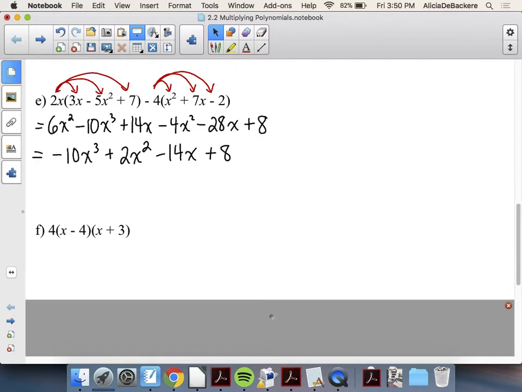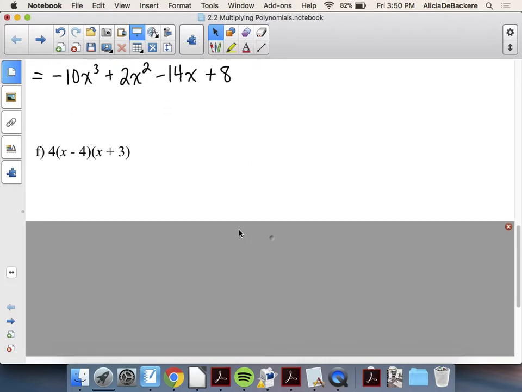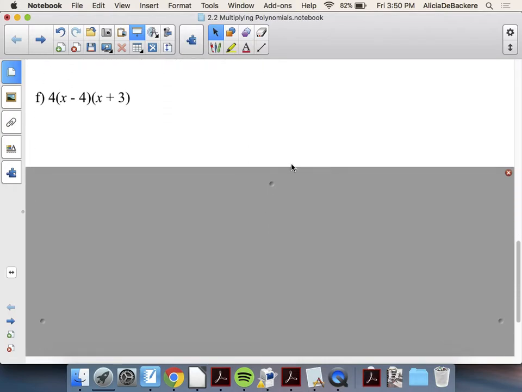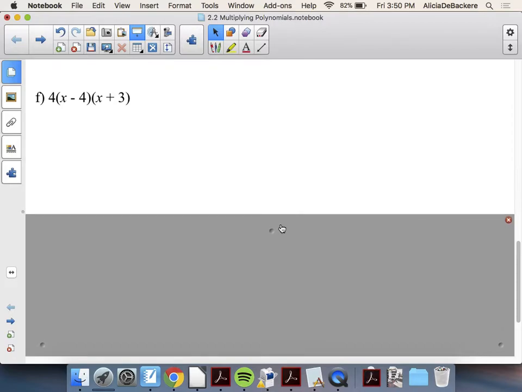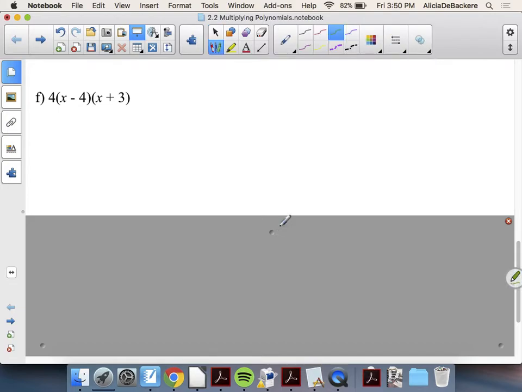One more example here. This time we have 3 things being multiplied: 4 times the bracket times the bracket. And the biggest mistake I see here is people try to multiply one of the things twice. So whenever you're not sure, I want you to imagine instead of 4 times the bracket, imagine that it was 4 times 2 times 3. And ask yourself, how many times would you multiply by 4?